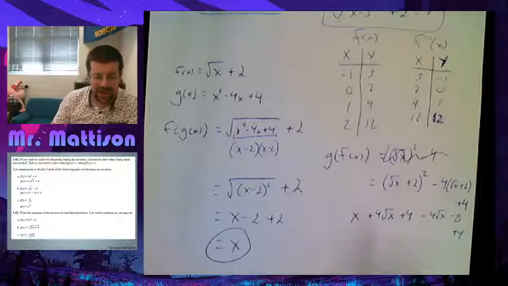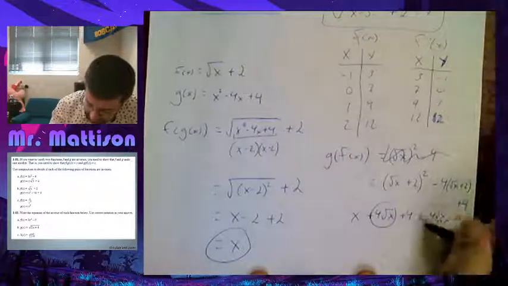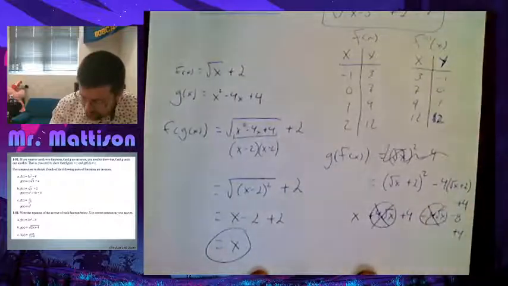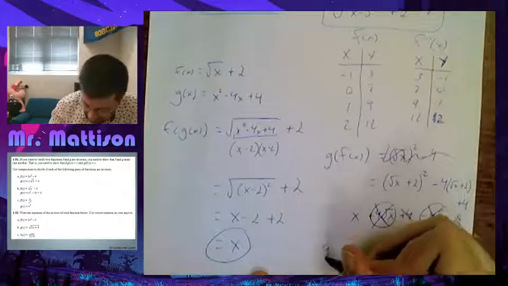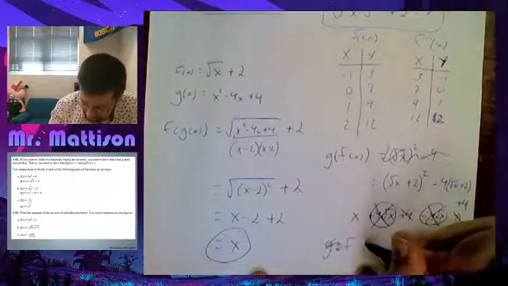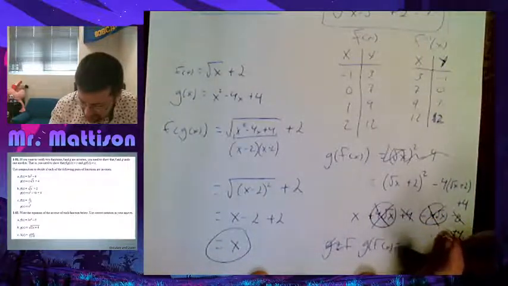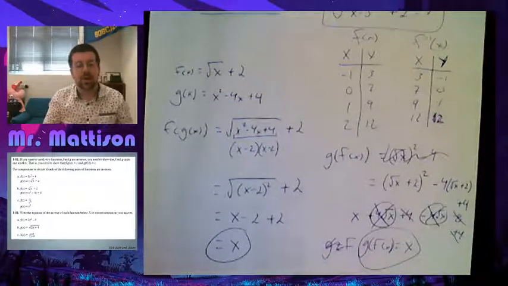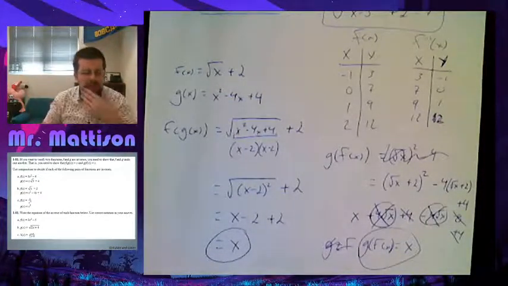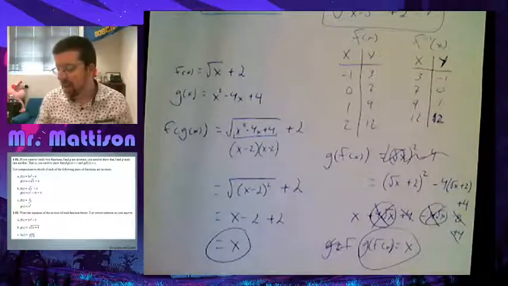So all the stuff should cancel out here. My 4 rad x's are going to cancel out. 4, 4, and negative 8 are all going to cancel out. Left with just g of f of x being x, which is the other one. So they both end up being x. Now that is how we verify, hey, these are inverses. It's a bit of work.